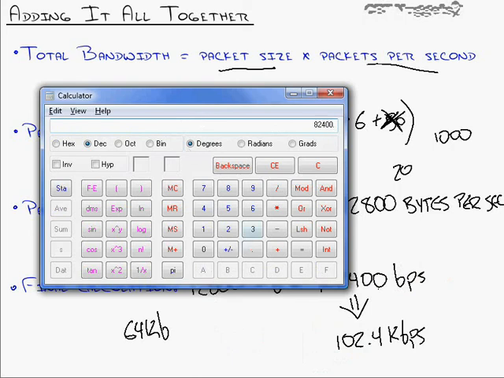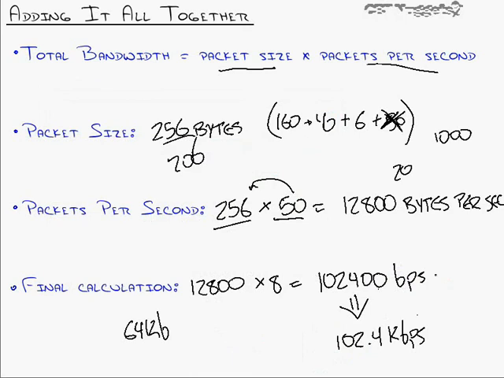So, without the VPN, throw the VPN out. Let's just put it with and without VPN. And it would be 82.4 kilobits per second without VPN. So, still, we're not where the PBX system was.